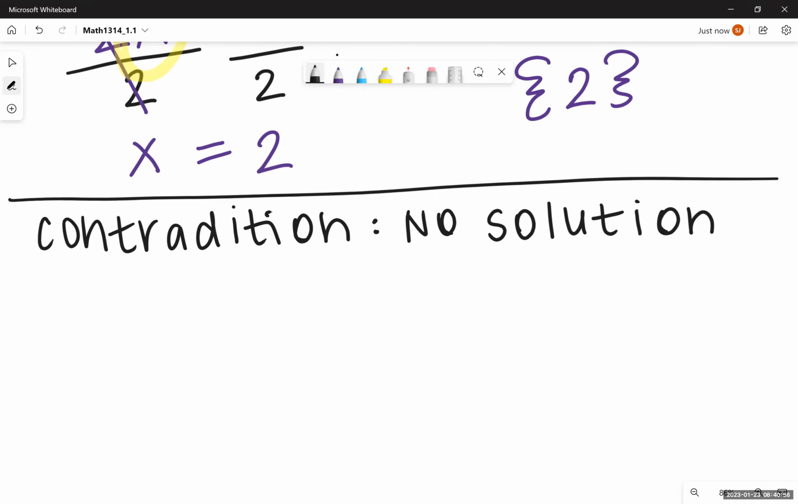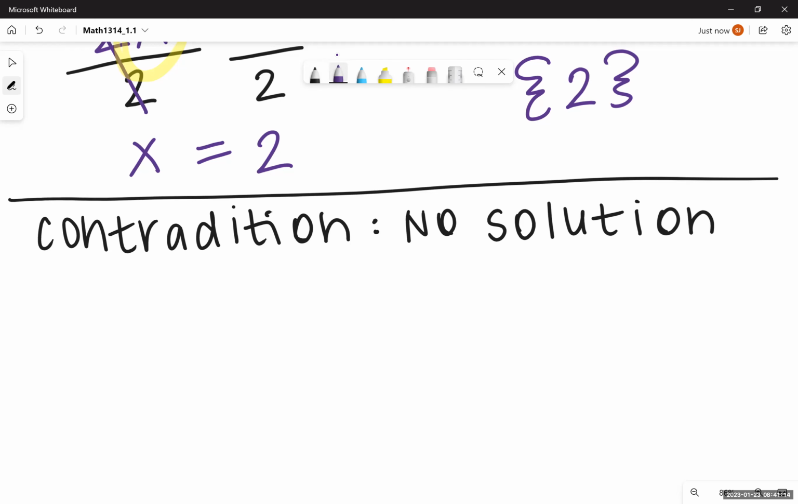Because whenever you start plugging things in, you start getting contradictions where it tells you that something equals something else, right? 1 equals 10, but 1 does not equal 10, right? So you're like, hey, there's no solution for this equation. And so let me just do this example.